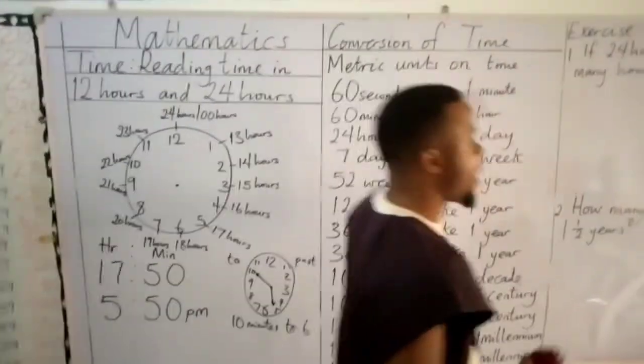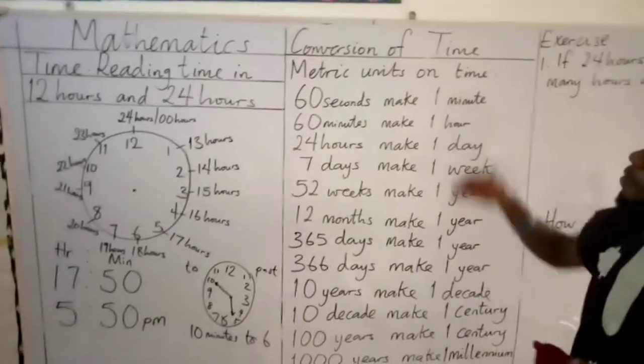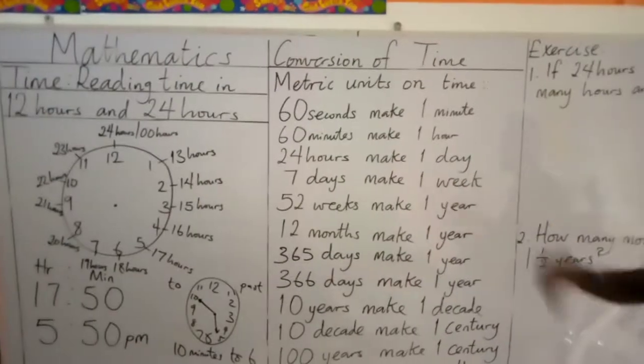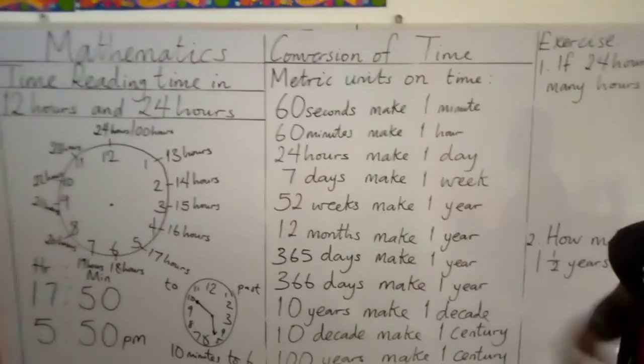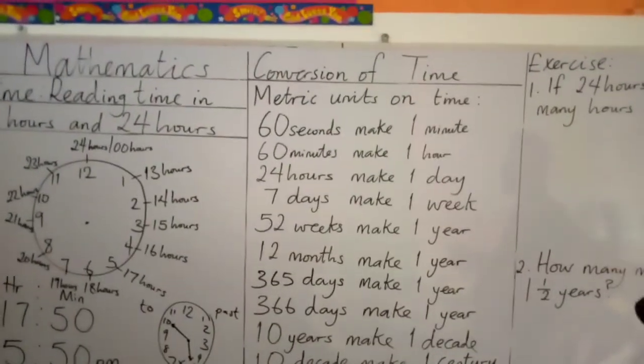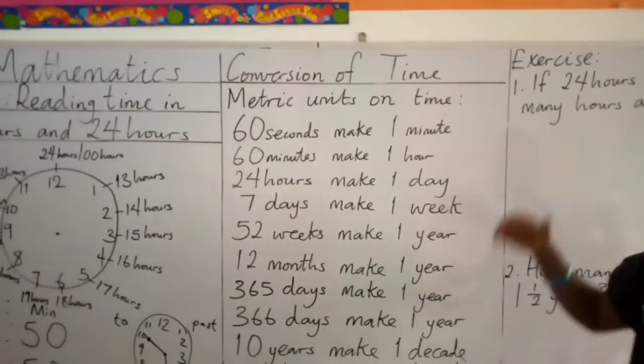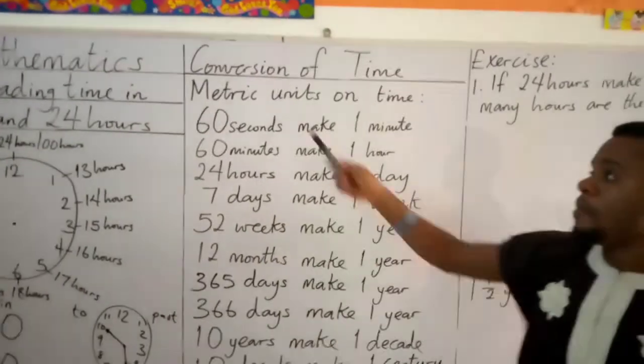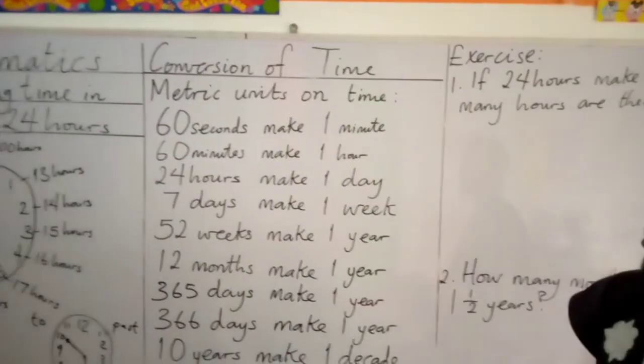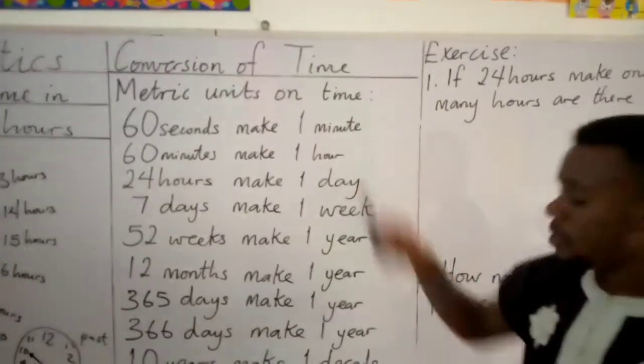Now with this, we'll be going to what? Conversion of time. How do we convert time from one metric unit to the other? Now remember, we have to go through this recitation, and it will guide us to our conversion. Metric units of time. Repeat after me as I go through this.